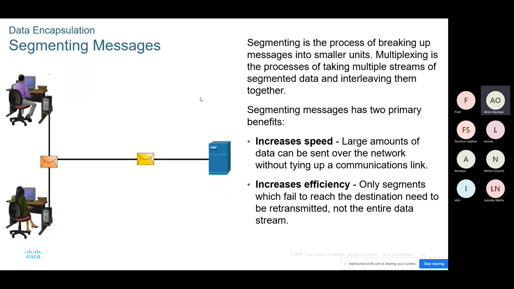Now, if the lady down here is browsing the internet or sending an email, and the gentleman seated at the computer above is also browsing some messages on the internet, both of them will have their messages segmented into small units, and all of them will be sent on the same link to the server here. We call the process of interleaving or sending different messages of different types on the same network media multiplexing or interleaving. Why do we segment? To increase the speed and the efficiency of transmission of the messages.